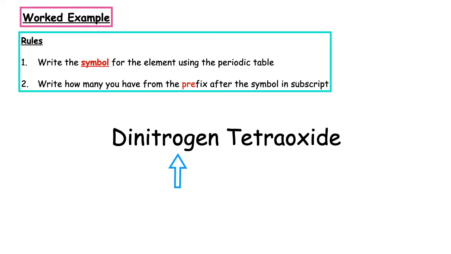This last example is a little bit trickier, and it is for dinitrogen tetraoxide. Nitrogen chemical symbol is N. We have a prefix of di, which tells us we have 2 of those, so we write a small 2 after the chemical symbol. Tetraoxide, remember if it ends in ide, we've only got 2 elements. The first element was nitrogen, which means the second element is oxygen, so the symbol for that is O. We have a prefix of tetra. Tetra means 4, so we put the 4 directly after the chemical symbol. So the formula for dinitrogen tetraoxide is N2O4.